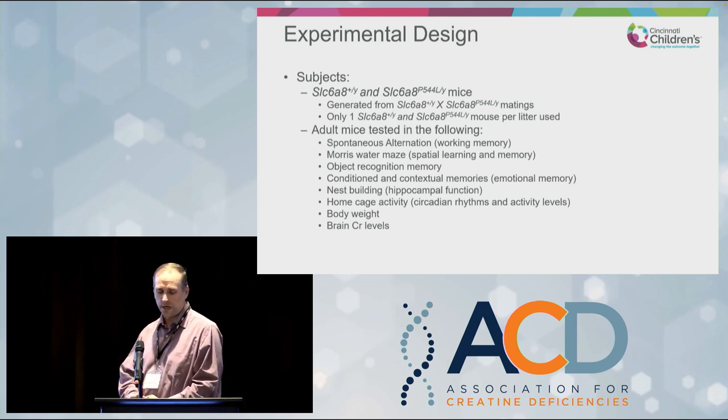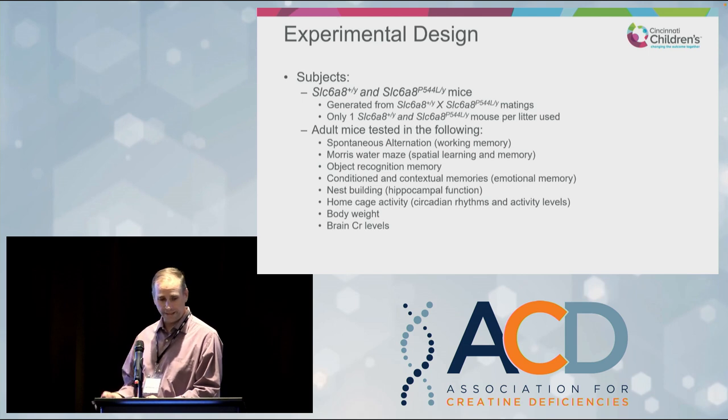We tested the mice in a wide variety of behaviors, looking at things like working memory, spatial learning and memory, which is a declarative form of memory. So that's the remembering of people, places, and things. Object recognition, emotional memory using conditioned and contextual fear. We measured a relatively new behavior to our lab, nest building. And then we also looked at home cage activity, where we just measured how much the animal moves within their cage. We also weighed the animals and measured the brain creatine levels.